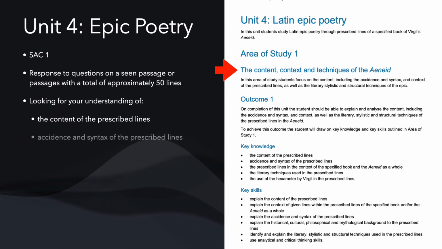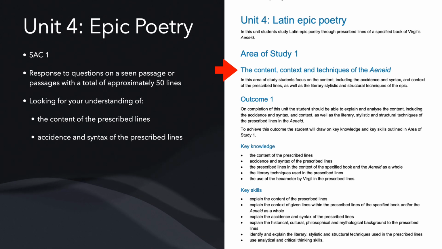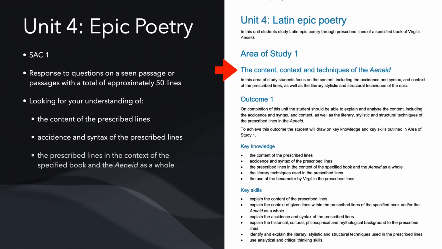Pretty easy, I reckon. Then the accidence and syntax, so the grammar of those lines, sounds awful, but it's actually pretty easy. Virgil's grammar is really pretty straightforward. The least interesting thing about Virgil is his grammar. Scarcely a subordinate clause in the whole thing, you'll be pleased to know. So that's not as bad as it sounds. Then the prescribed lines in the context of the specific book and the Aeneid as a whole. So that's the background info which you need to know, and how your lines and indeed your book fit into the whole poem. So that's a much harder thing.